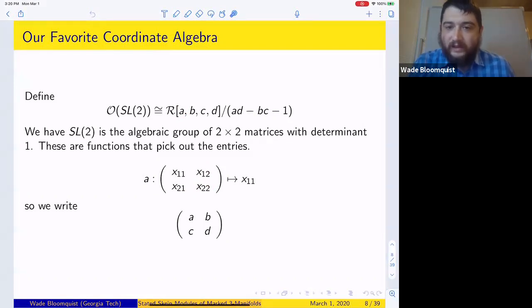And then this relation between these coordinate functions is exactly just saying, oh yeah, this is a matrix. The entries commute because they're just over some commutative ring. And we have one additional condition on our entries, and that's that the determinant is 1. So this is a very simple algebraic object. But I do want to stop just to check if there are any questions about this way of describing this.